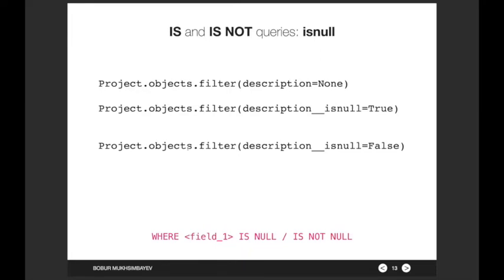The last example, filter description is null equals to false. Here we want to get all projects which contain some value in the description field. So if we have some value, even an empty string, it will get this project in this request. And the SQL will be like this: is null or is not null, using these commands.